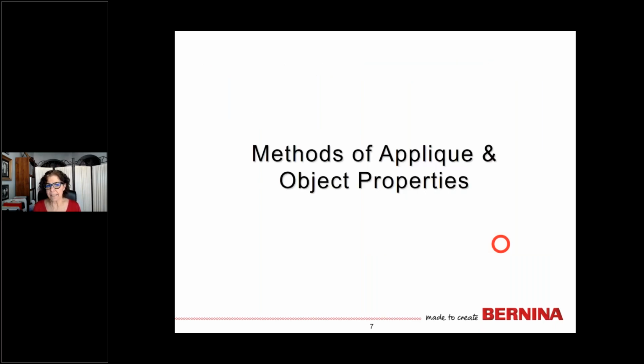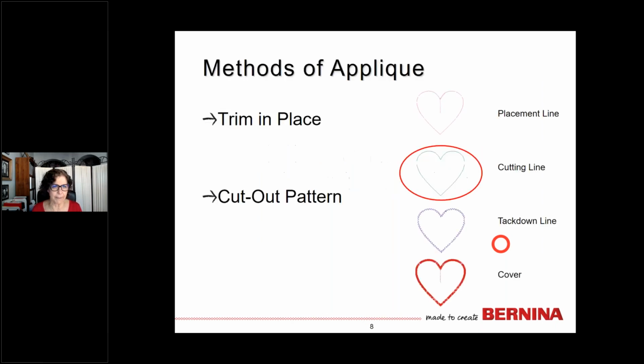We have basically 2 types or methods of embroidered applique. One is called trim and place, and one is where you are going to be using a cutout pattern. The difference between these 2 methods would be the cutting line. The cutting line is needed for trim and place applique. It is not used for cutout pattern.